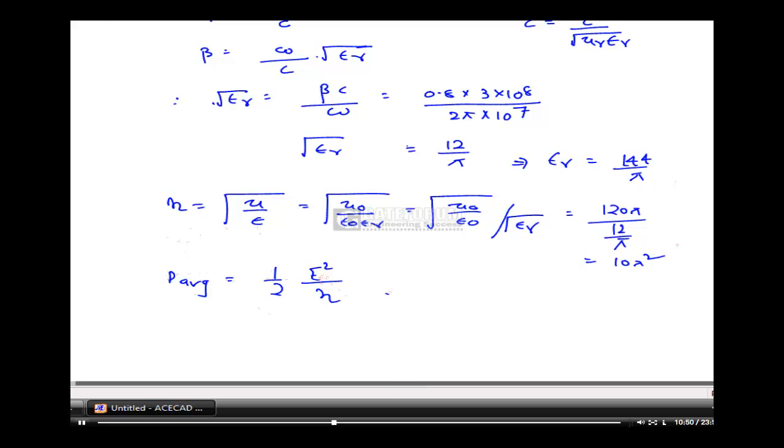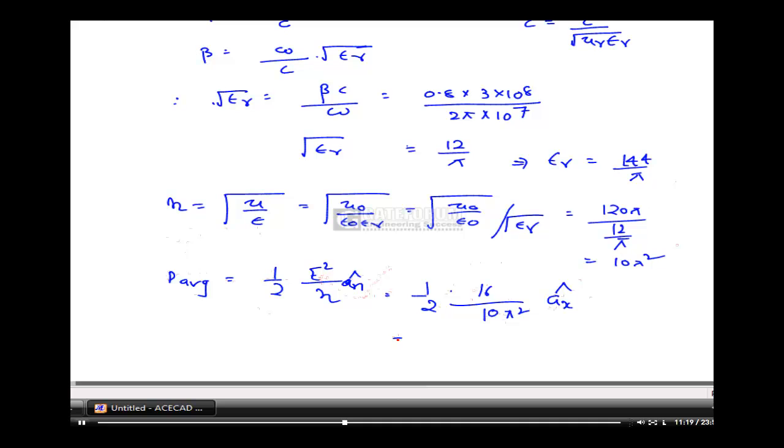So this is equal to half into E square. What is the amplitude? 4 square, 16 by eta. Eta is 10 pi square. What is a n cap? A n cap means the propagation direction. What is the propagation direction? Since the wave is given in the form omega t minus beta x, the wave is propagating in the positive direction, so we will get ax cap.